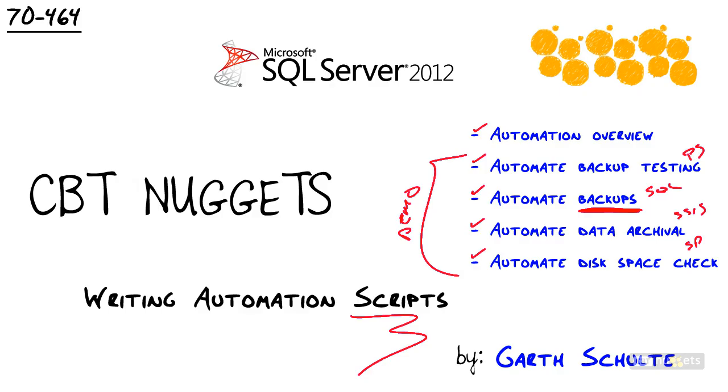In this CBT Nugget, we learned how to write automation scripts. We started off with an overview where we got familiar with the tools of the trade, the tools that we'll use to create these processes to automate, things like regular old SQL scripts to SSIS all the way to PowerShell. And then we jumped into the virtual Nugget Lab. We learned how to create a backup testing plan using PowerShell. That was a fun script. We learned how to automate backups using regular old SQL scripts. In this case, we used Ola Hallengren's awesome real-world and free SQL script. We saw how to automate data archival using SSIS, and then we saw how to automate a disk space check by building our own stored procedure, and we automated all of them using SQL Agent.